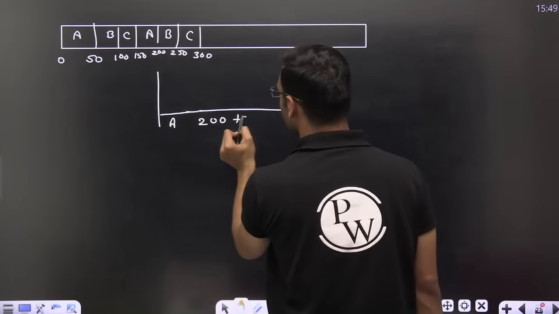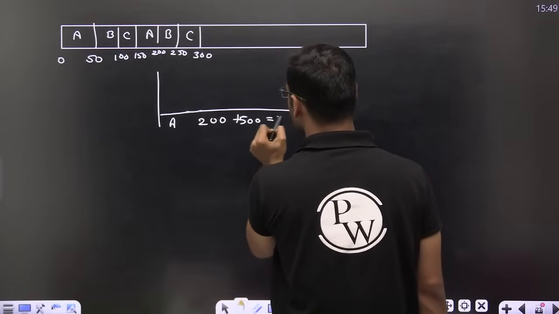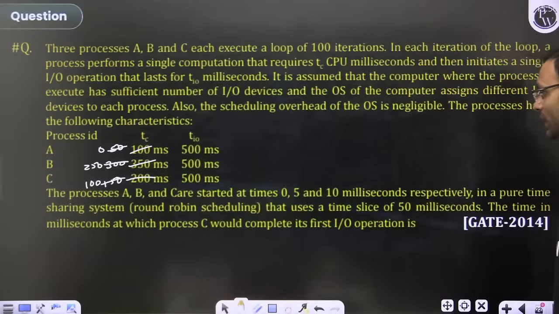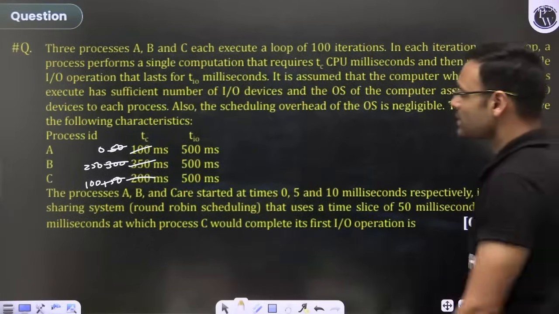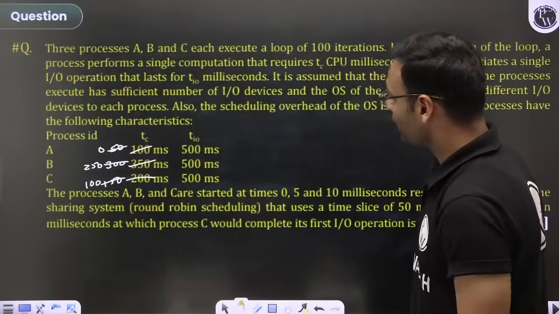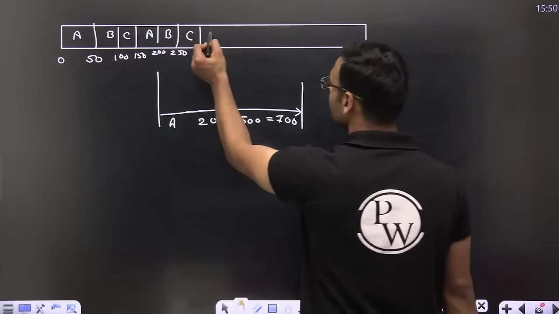200 plus 500 is 700. Till 700 A is not coming back. Okay, fine. But still we have B and C. Let's continue B and C.